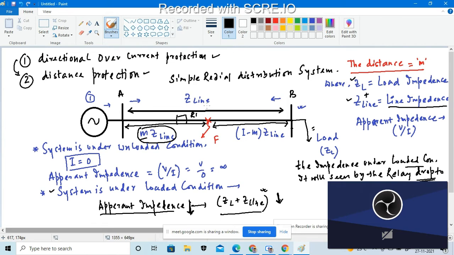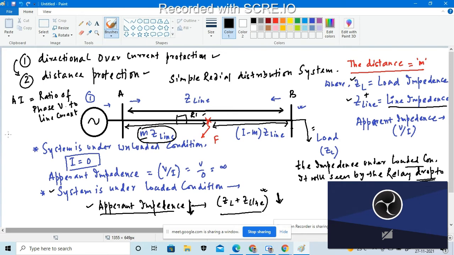So what is the basic principle of a distance relay? The basic principle of the distance relay is that this apparent impedance seen by this relay is defined as the ratio of a phase voltage to the line current.